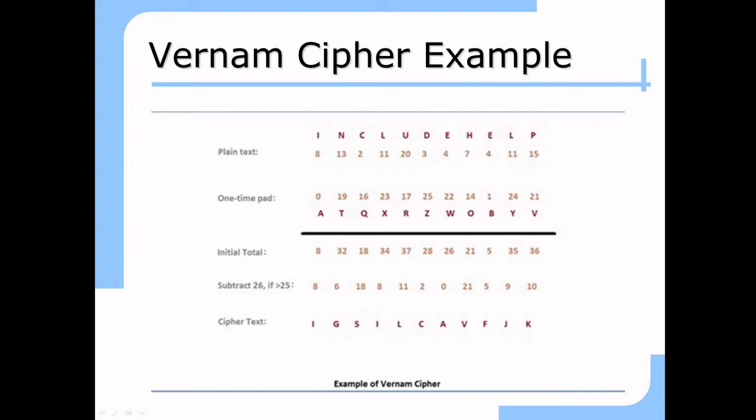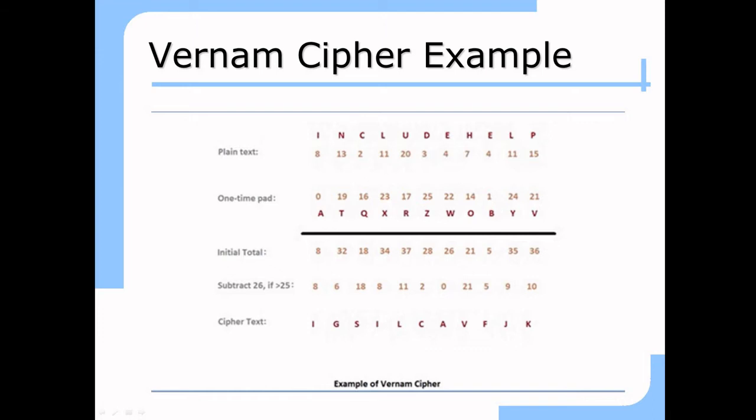The next step is to subtract 26 if the addition is greater than 25. Wherever the total is greater than 25, we subtract 26 from it. For example, you can see 8 is acceptable, but 32 is more than 25, so we subtract 26 and we get 6. 18 is acceptable, 34 is again greater than 25, so we subtract 26 and we get 8.